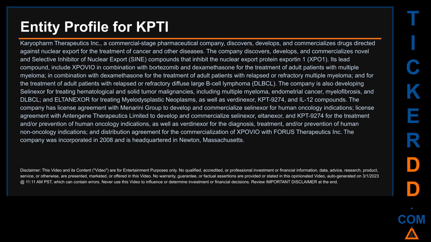indications, a license agreement with Antengene Therapeutics Limited to develop and commercialize selinexor, eltanexor, and KPT-9274 for the treatment and/or prevention of human oncology indications, as well as verdinexor for the diagnosis, treatment, and/or prevention of human non-oncology indications, and a distribution agreement for the commercialization of XPOVIO with Forest Therapeutics Inc. The company was incorporated in 2008 and is headquartered in Newton, Massachusetts.